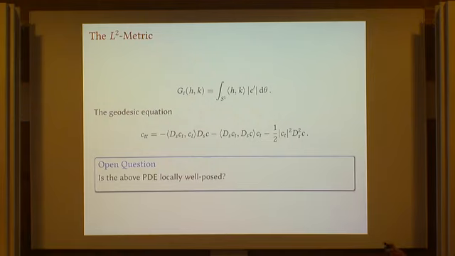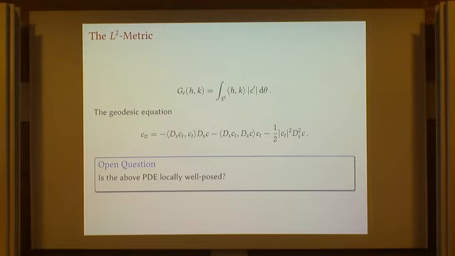But we can look at the geodesic distance induced by this metric. So we fix two curves, and we look at all the paths connecting these two curves. Each of the paths has a positive length, and we look at the infimum over the length, and we want that to be the distance between our shapes.